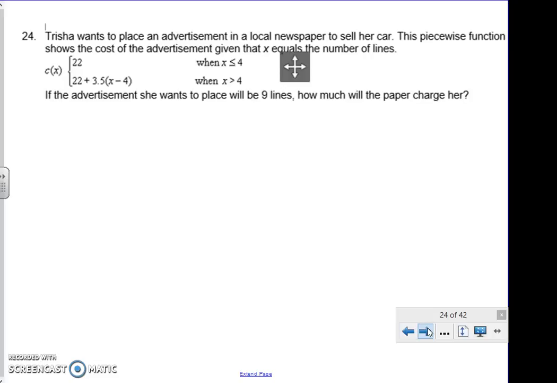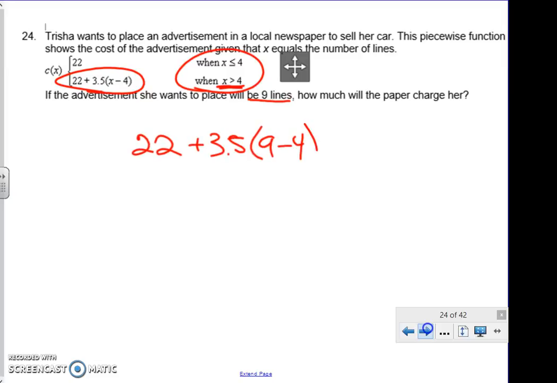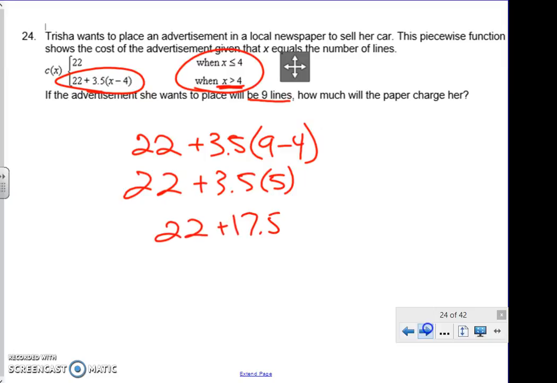Tricia wants to place an advertisement in a local newspaper, and it looks like the piecewise function is as follows. She wants to place a 9-line ad. So remember, we always look at the when, and this right here says when x, or the number of lines, is greater than 4, so this is the equation we're going to use. We've got 22 plus 3.5, we plug in the 9, and we get 22 plus 3.5 times 5, and we end up with 22 plus 1750, or 3950.